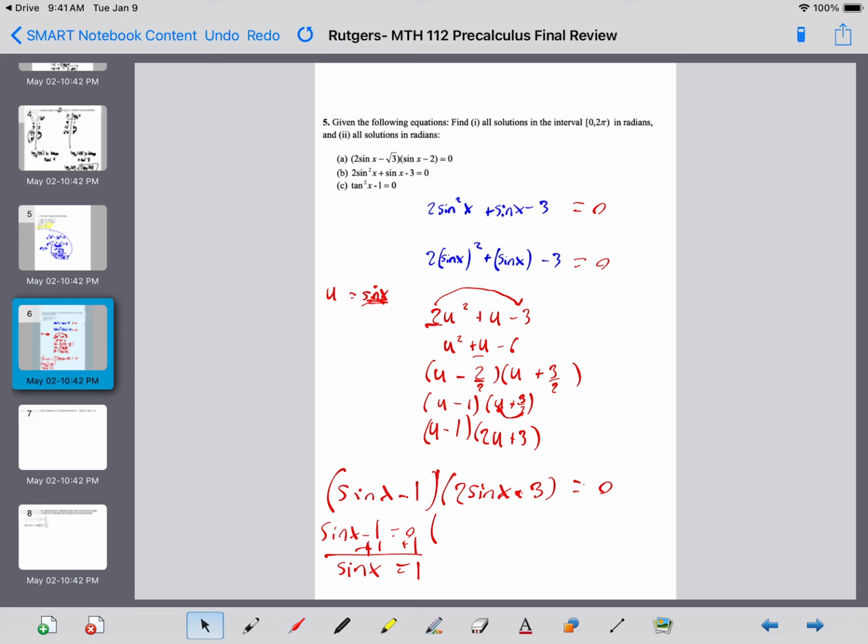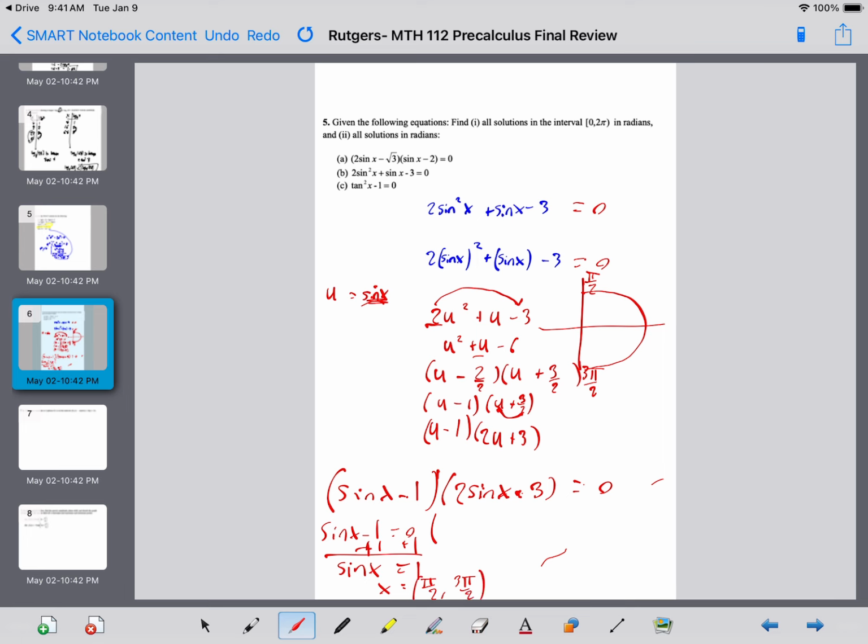Between 0 to 2 pi, when does sine of x equal 1? Remember, sine is your heights on the unit circle. So that's going to be at pi over 2, and that would be at 3 pi over 2. So x equals pi over 2 and 3 pi over 2.